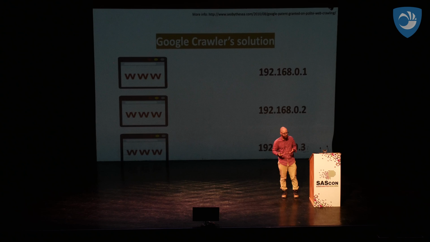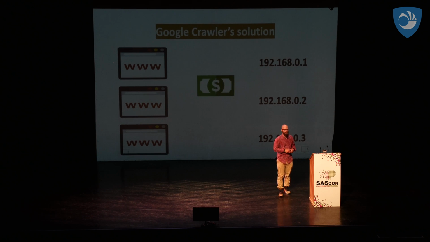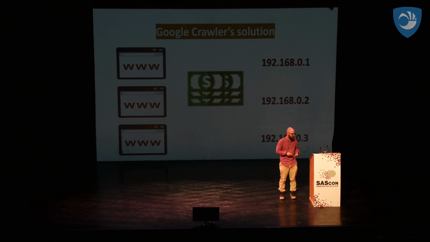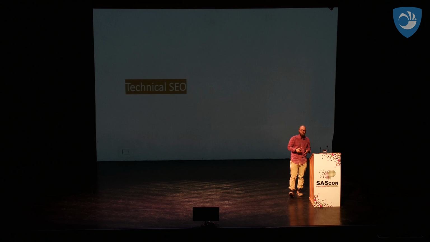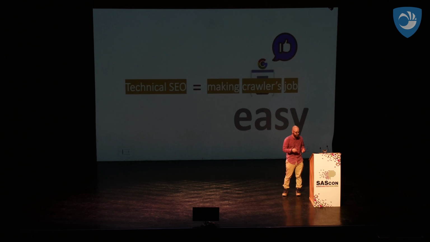And the crawler's solution again was to create what we call Googlebot crawler's budget. So there is a certain crawler budget divided throughout the websites, or actually those are hosts. So every single host out there has some kind of crawler budget assigned to it. So just to summarize, technical SEO is really about making the crawler's job easy.